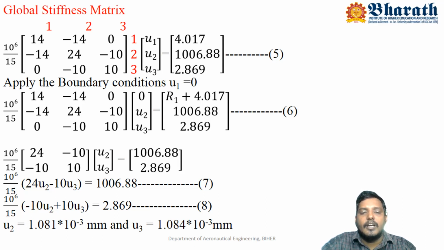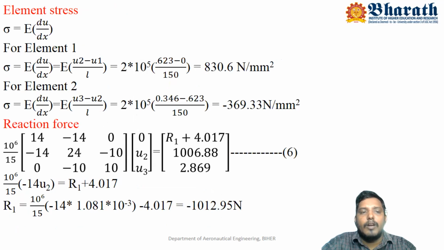Then we will get the simplified finite element equation. From that equation, we have two unknowns, so we have two equations. While solving these two equations, we will get the U2 and U3 values. Once we find the U2 and U3 values, we have to calculate the element stresses.